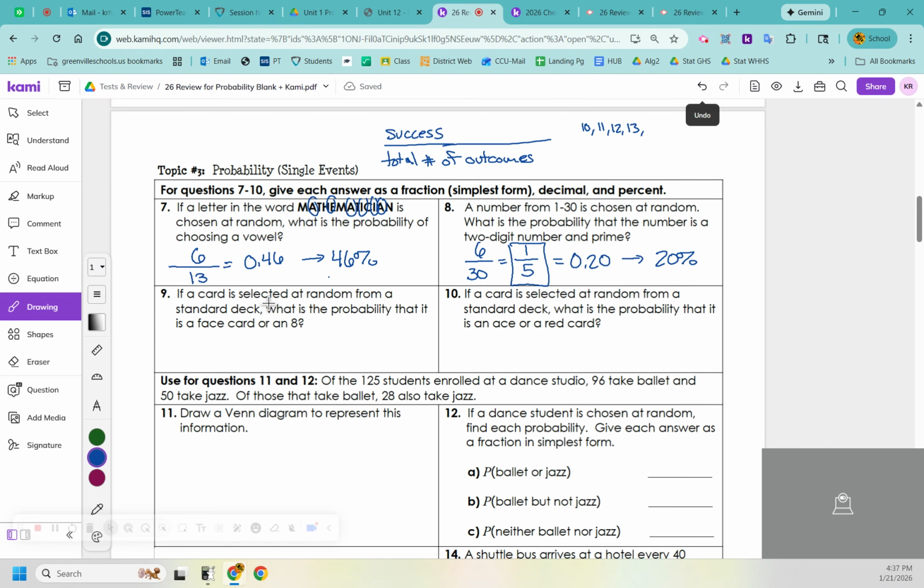If a standard card is selected at random from a standard deck, what is the probability that it is a face card or an 8? So the probability it's a face card or an 8. There are 52 cards. Face card or an 8.